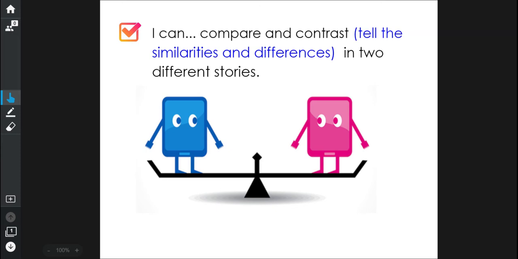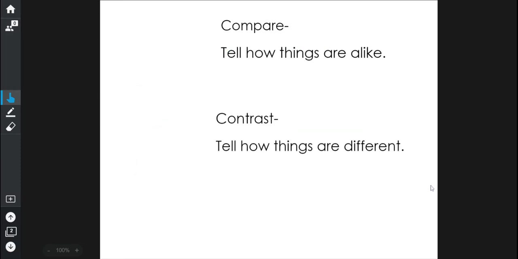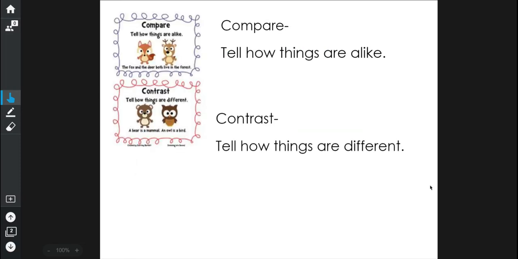So let's start with our I can statement. Our I can statement says, I can compare and contrast, tell the difference and similarities in two different stories. So let's talk about what these terms mean. What does compare and contrast mean? Compare means to tell how things are alike.